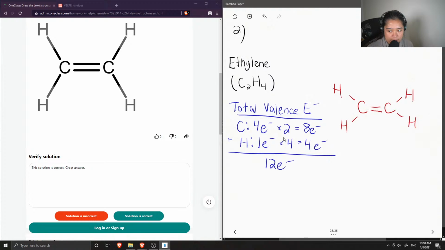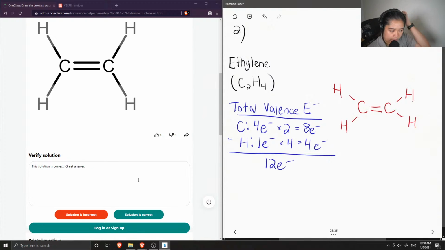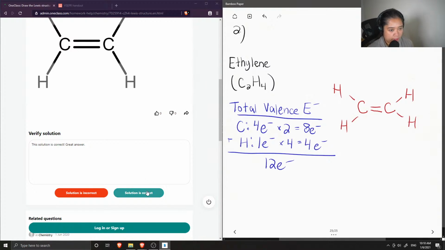So that's why there is now a double bond, because not only did the carbons not have a full octet, we also only had the 10 electrons drawn. So this is the correct Lewis structure for ethylene.